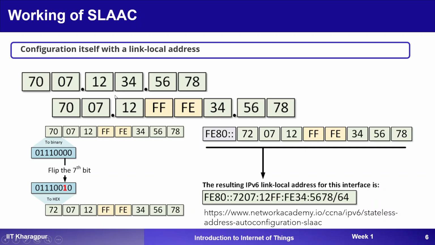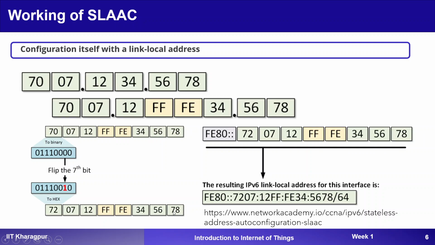Once this is done, then we select the 7th bit of this complete address, and we have to toggle that bit. Toggle means if that bit is 0, then we have to convert that bit into 1. For example, the 7th bit here will be this 0. So we have to change this 0 to 1. Now once we change this bit to 1, it becomes 72. Now the address becomes 72 07 12 FF FE 34 56 78, right?